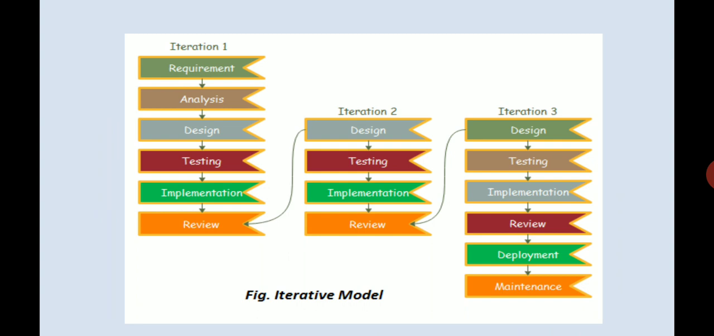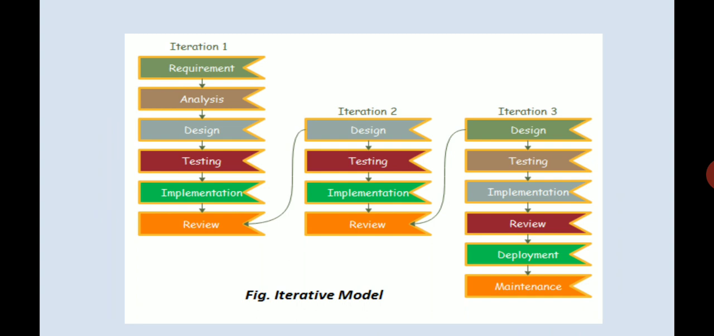Okay. See, in this figure also, in the first iteration, we have requirements, then we analyze these requirements, and then we design a DFD or UML use cases, or any sort of design of the system. After that we do the testing and implementation, and we again review it. Then again in the second iteration, we design, test, implement and review. Again in the third, we do the same thing.